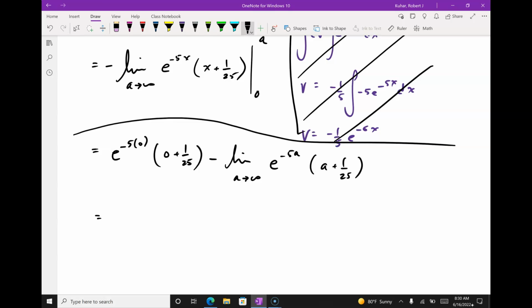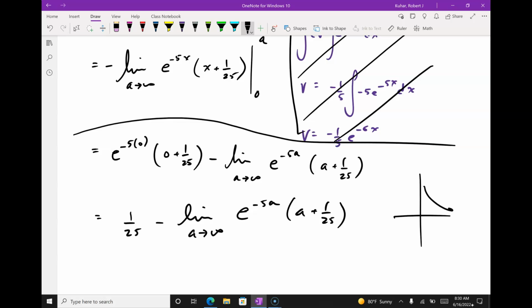So what do I have here? e to the 0 is 1, so I have 1/25 minus the limit as a goes to infinity of e to the minus 5a times a plus 1/25. So I have to think about this now, because this is where L'Hopital's is going to come into play. What happens to e to the minus 5a as a goes to infinity? It goes to 0, right? It's actually that curve, but it's okay. And then what happens to a plus 1/25? That goes to infinity. So I have a 0 times infinity here.